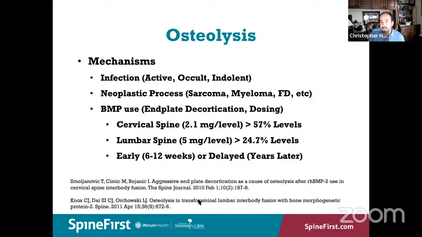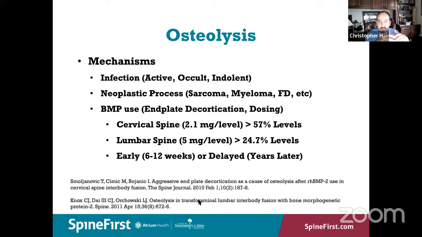When we think about osteolysis, there are lots of different mechanisms, some of which have been proven and some are theoretical. Certainly, we know that we can see significant osteolysis in infection, but these aren't just active infections. These can be occult or indolent infections as well. Lots of neoplastic processes, both malignant and benign, can cause bony destruction. And then there's a lot of small studies or case series or even case reports of BMP use resulting in an osteolytic process in some studies early on after the application or use of BMP, and in other cases, more delayed reactions. And there are theories about end plate decortication and dosing of BMP that might derive some of those causative factors that may tilt the scale more towards bone destruction than bone formation.